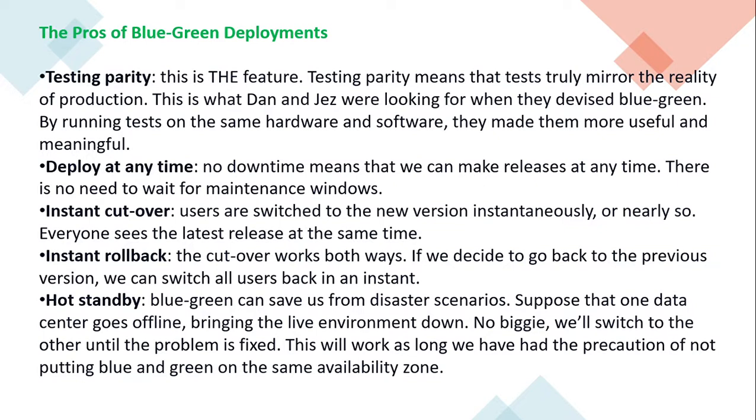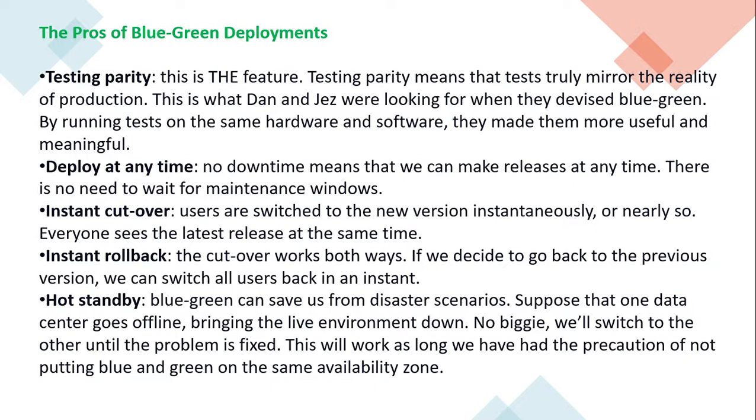Deploy at any time. No downtime means that we can make a release at any time. There is no need to wait for a maintenance window. Instant cutover. Users are switched to the new version instantaneously or nearly so. Everyone sees the latest release at the same time. Instant rollback. The cutover works both ways. If we decide to go back to the previous version, we can switch all users back in an instant.